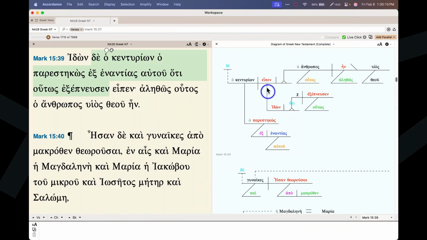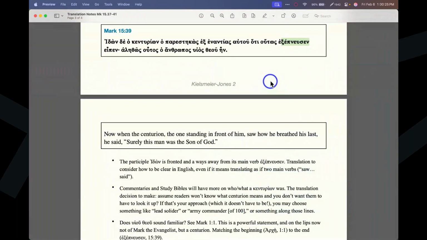So this is the relationship, that this is like the setup or the modifying, like seeing how Jesus breathed his last, he said. And then we also have this, the one standing in front of him. So where does that go? I've tried to do word order that makes the most sense in English. I always want to follow the word order of Greek as much as possible. Like I said, sometimes you just can't. So I've given it this way. Now, when the centurion, the one standing in front of him, and then the saw goes over here, saw how he breathed his last, he said, surely this man was the Son of God.